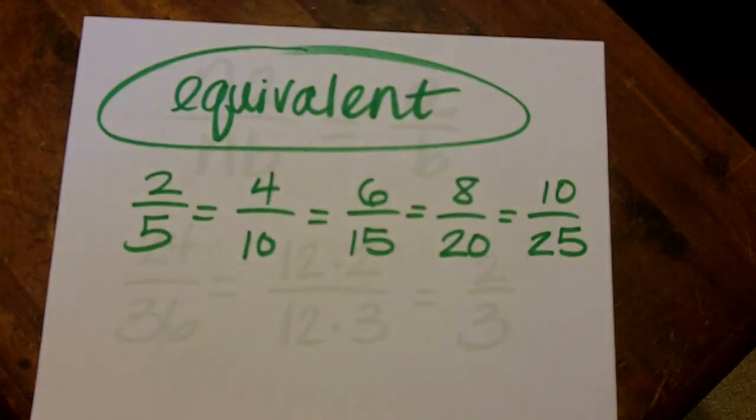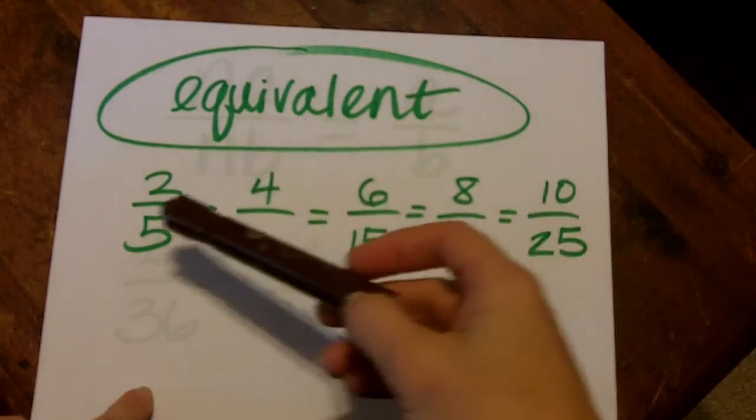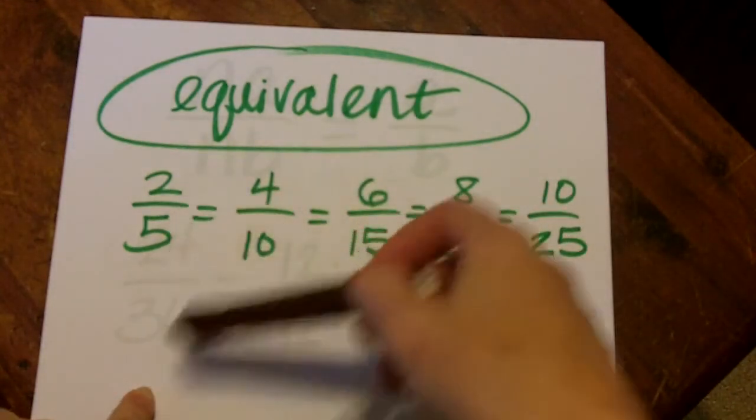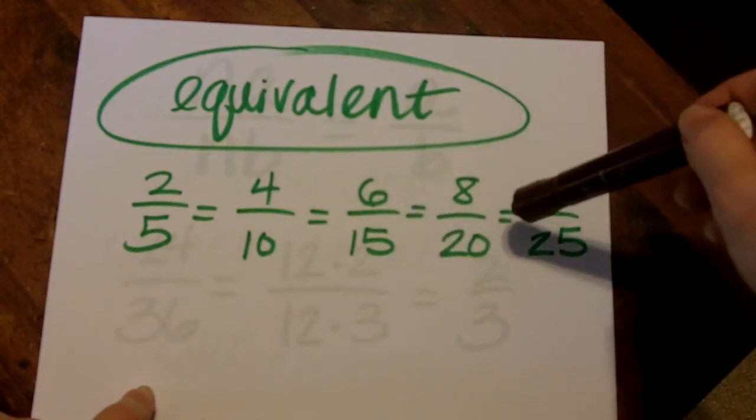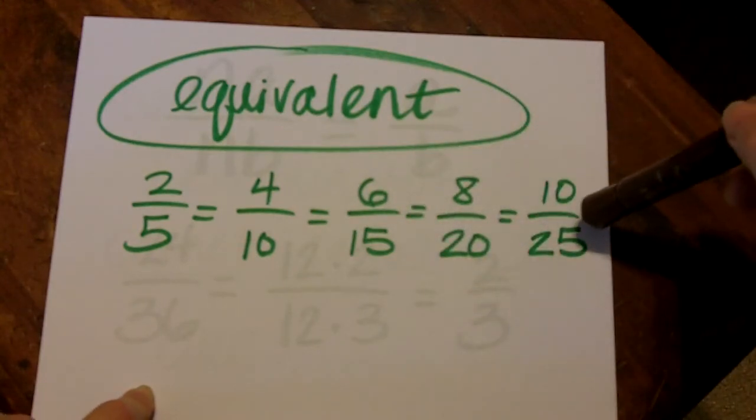Okay, you also probably remember that fractions can have equivalents. Just like we had equivalent equations when we were in Chapter 7, we can have equivalent fractions. So I'm sure you can easily see that 2/5 is equal to 4/10. It's also equal to 6/15 and 8/20 and 10/25.